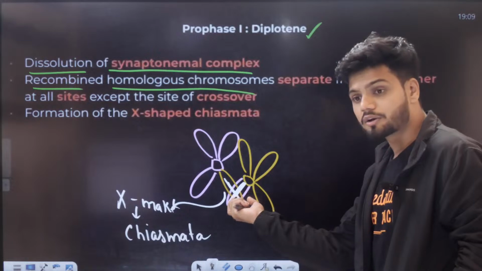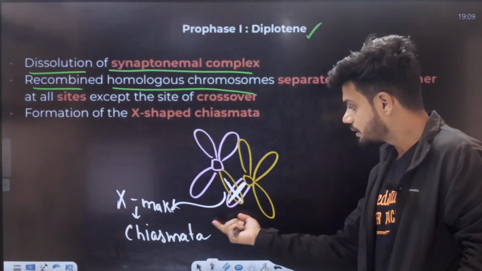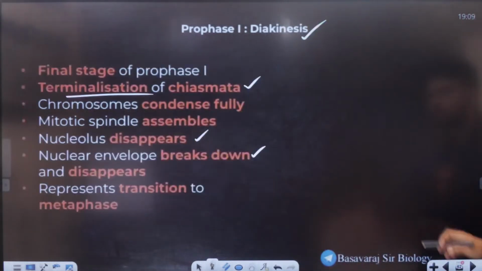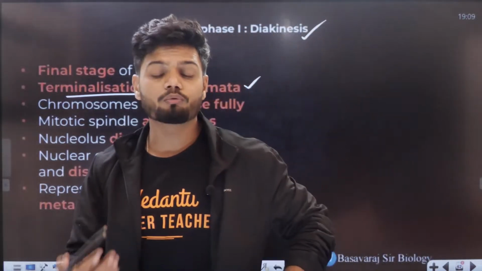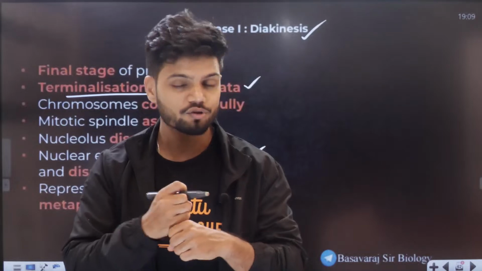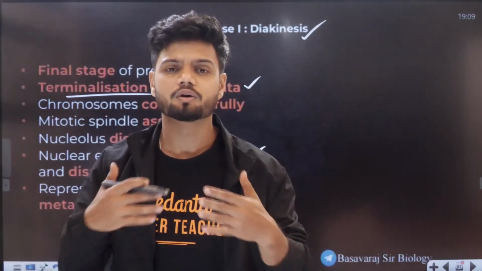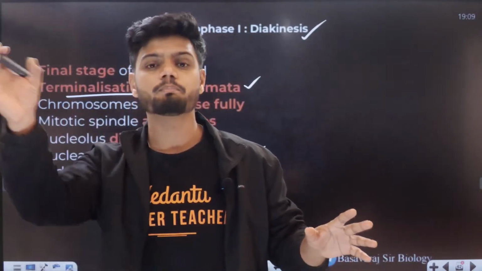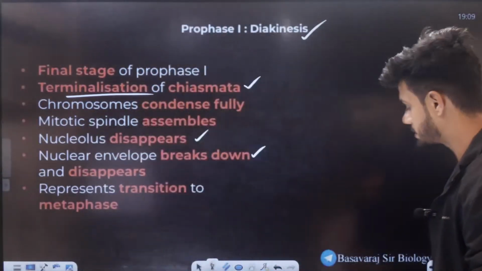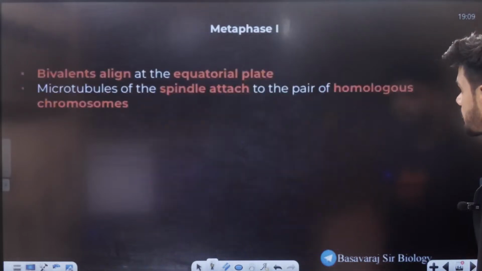Then there is the X-shaped mark called chiasmata. The last step is called diakinesis. There is a termination of chiasmata. Chromosomes become completely condensed. The nucleolus disappears. The Golgi complex disappears. Everything is disappearing. Ready for metaphase now. Ready for metaphase. Okay.